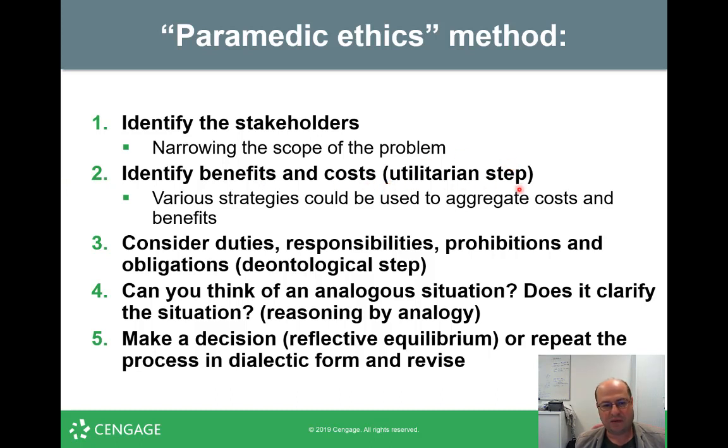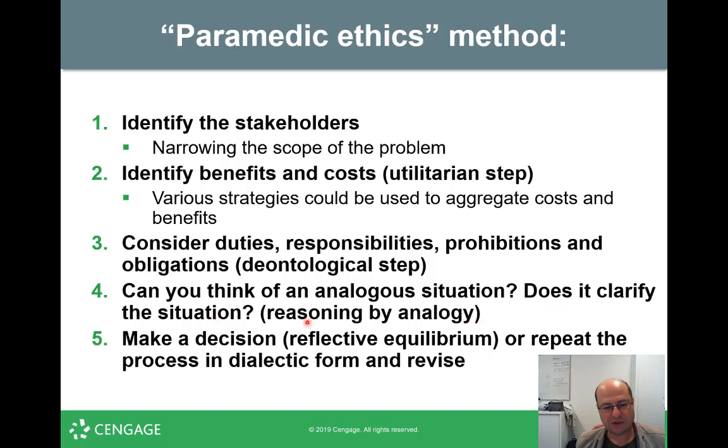That's the utilitarian step. There are various strategies that could be used to aggregate costs and benefits, and utilitarianism, as I mentioned, is another large area that includes economics and social sciences, and some AI methods are based on utilitarianism. Then consider duties, responsibilities, prohibitions, and obligations. That's the deontological step, as we talked about a few minutes ago. And think of whether there is an analogous situation that's simpler and that can help us to clarify a few points of the question that we want to analyze.